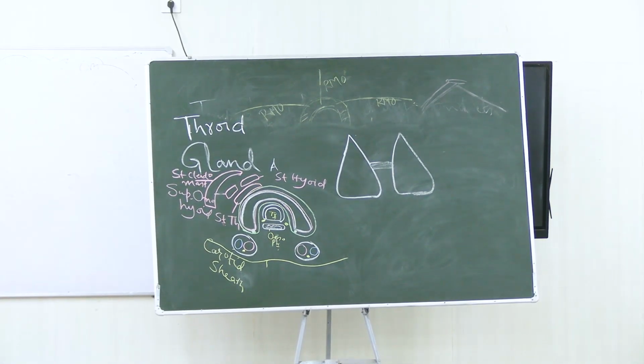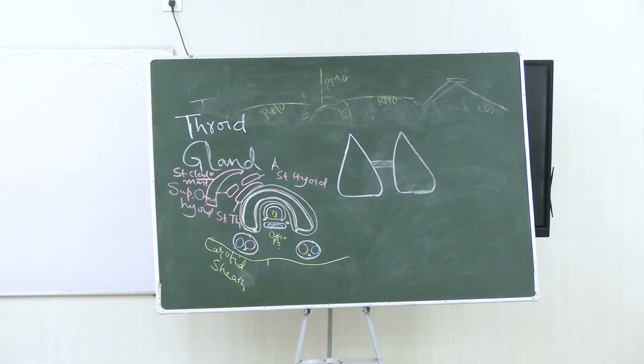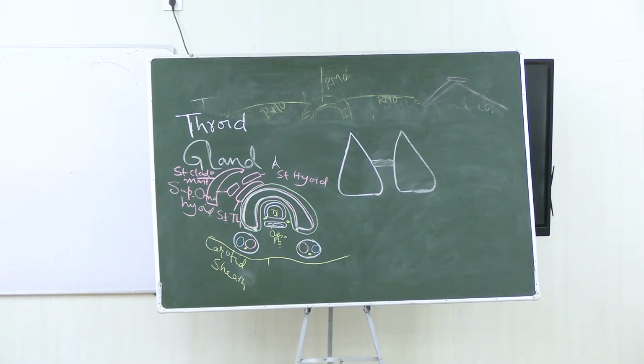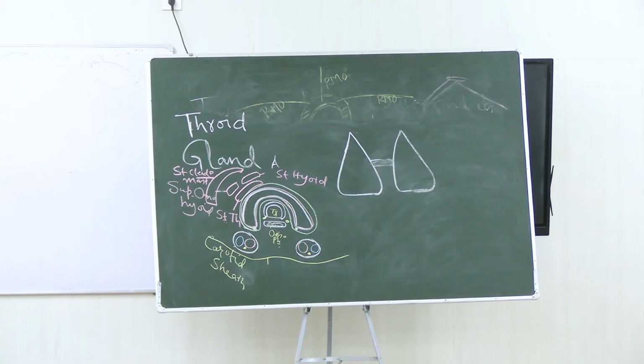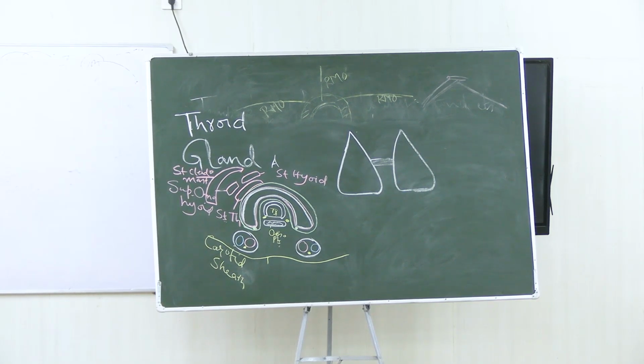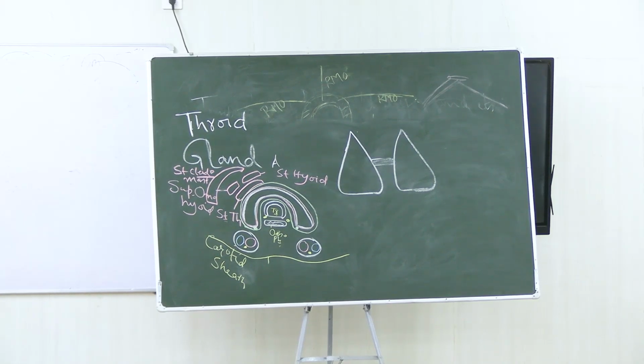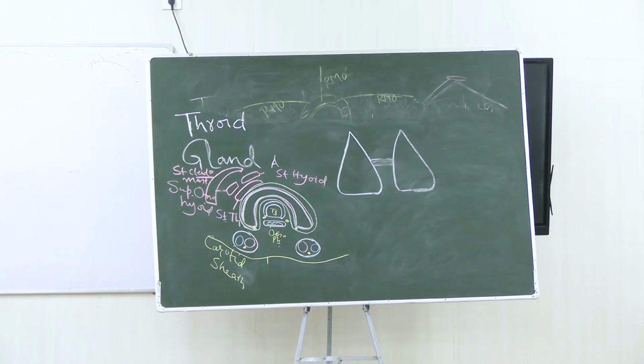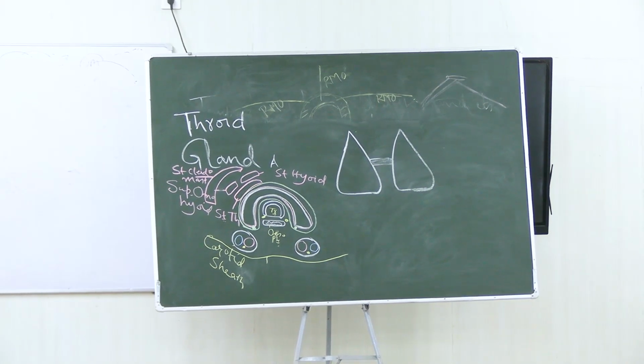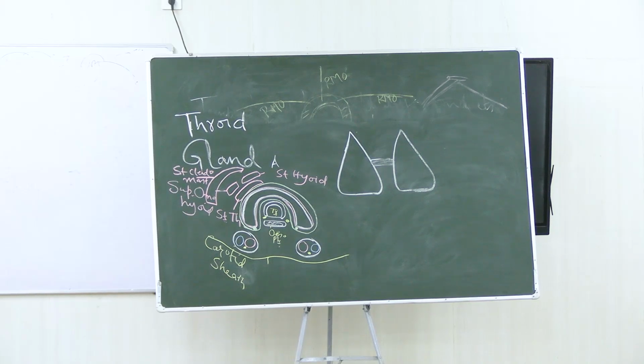Now, nerves. What are the nerves that supply the thyroid gland? It is coming from the vagus nerve. Ultimately, the vagus nerve is the main one. From the vagus nerve comes the superior laryngeal nerve, which divides into internal laryngeal and external laryngeal. That external laryngeal nerve supplies the thyroid gland. Internal laryngeal will supply inside the larynx, and this external laryngeal nerve will go and supply the cricothyroid muscle. Why it is important, I am coming to later.